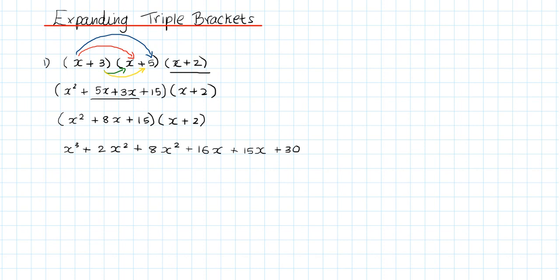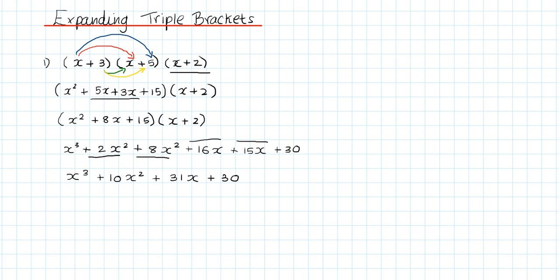Okay, now I'm going to look for like terms. So 2x squared is a like term with 8x squared. 16x is a like term with 15x, and I have no other like terms, so everything else remains the same. So x cubed remains x cubed. 2x squared plus 8x squared is 10x squared. Then 16x plus 15x is 31x. And then we've got 30 in the end. And there we go. That's how I would expand this set of triple brackets.